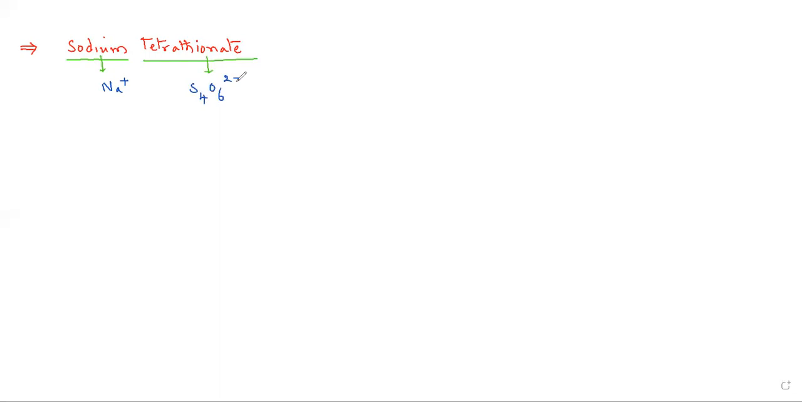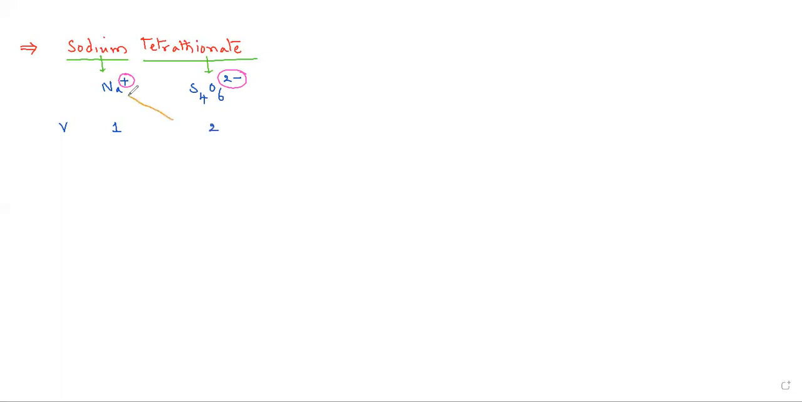I told you to go through them. Hope you have all gone through. Now, coming to the valency of this. You know the charge present on sodium is +1 and the charge present on this is -2. Coming to valency, as I said, valency is never associated with any sign. So the valency of sodium ion is 1 and the valency of this tetrathionate is 2.